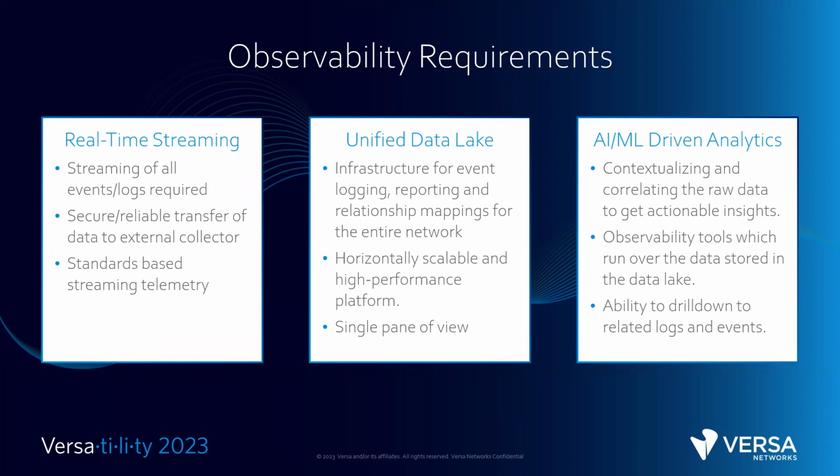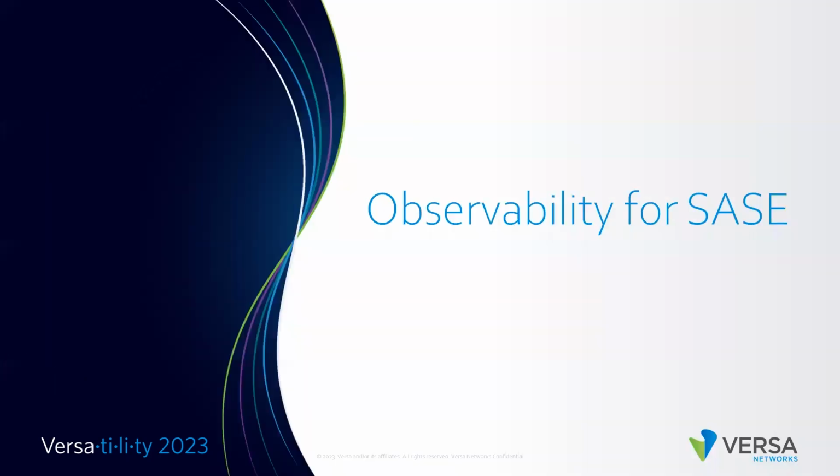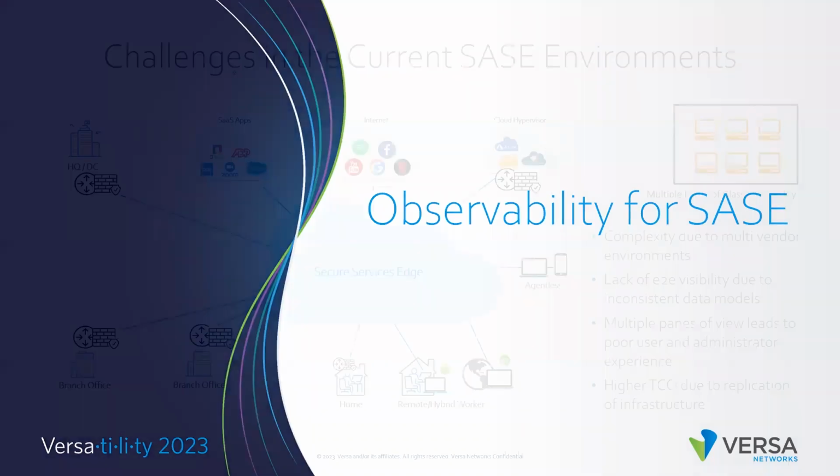So as you saw, observability is not actually predicting anything. It's actually using the already collected data to figure out what may have happened. Now, let's look at observability for SASE.